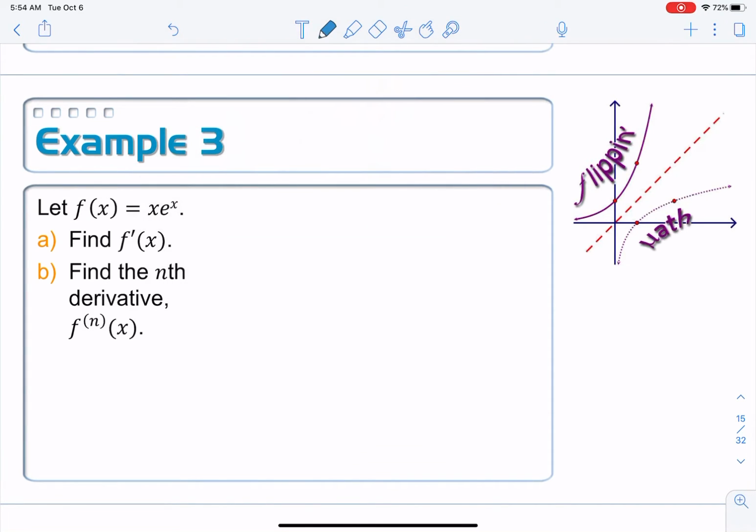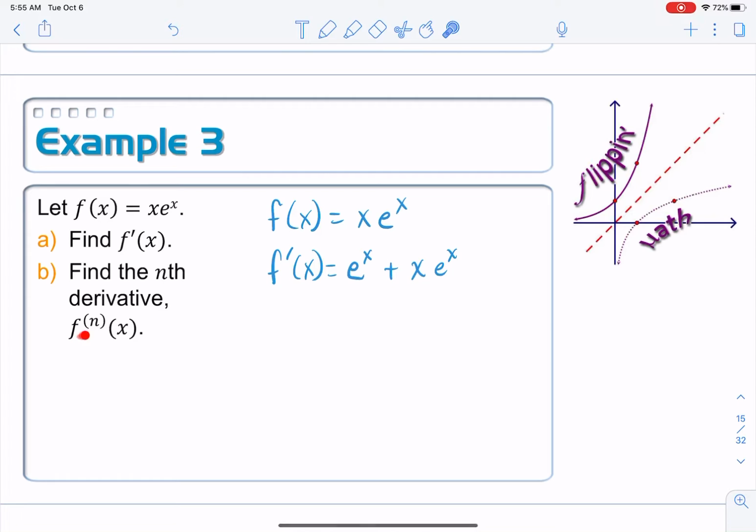I mean, that makes sense. And notice that I'm going to have to use the product rule on this. Why is that? Because you have a function times another function. So the product rule is the way to go. So in my head again, I'm saying derivative of the first one, 1, times the second one, e to the x, plus the first one times the derivative of the second one. So the first one is x, and what's the derivative of e to the x? It's e to the x.